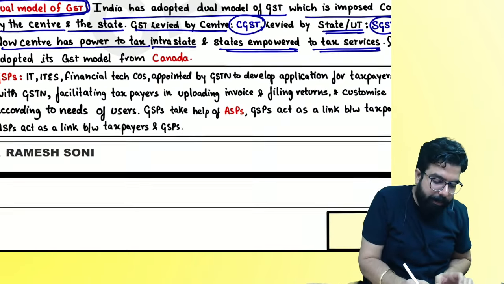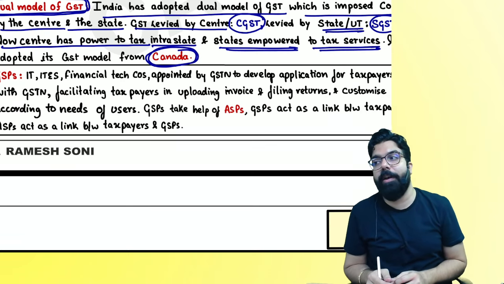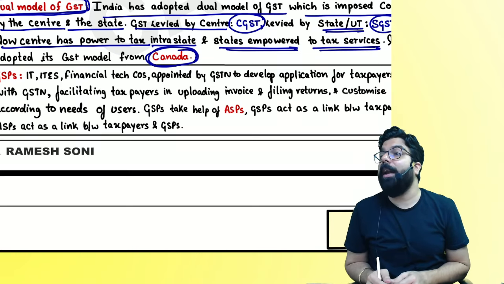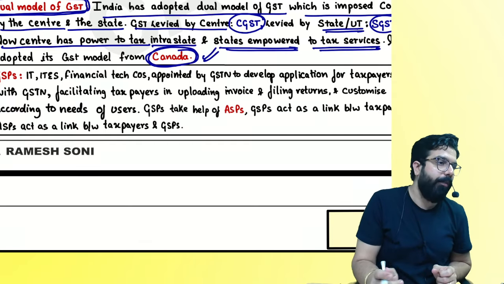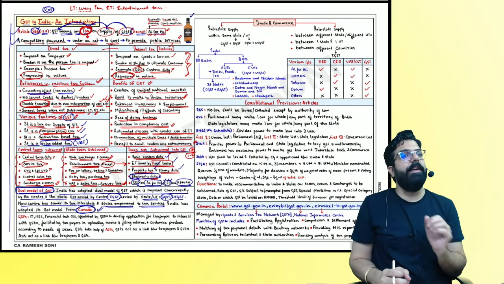And this model has been adopted by India from whom? Canada. So we have adopted the Australian model, then the Pakistan model, then the Canadian model. Our model has been adopted from Canada. Are we all clear till here? Can we go ahead? People, listen to me very carefully now.